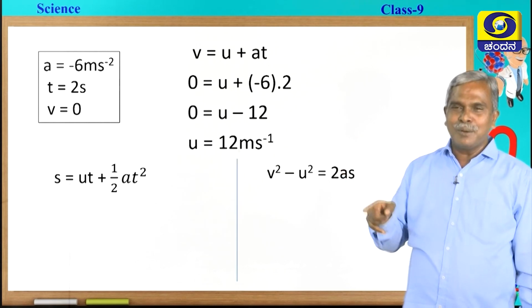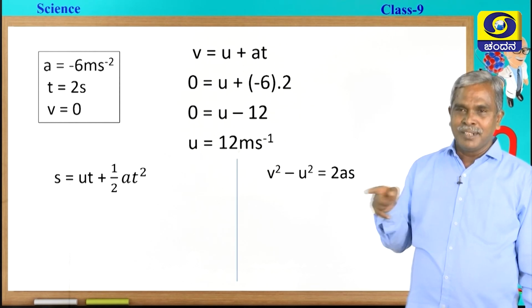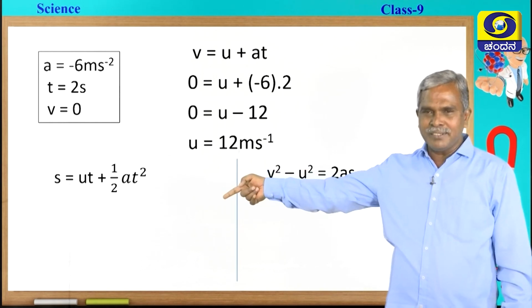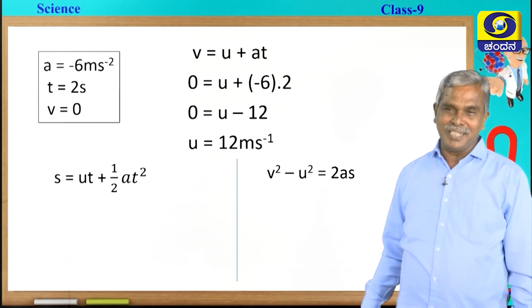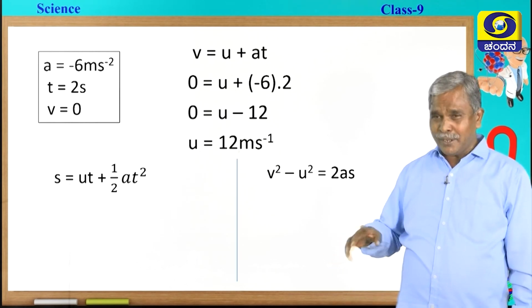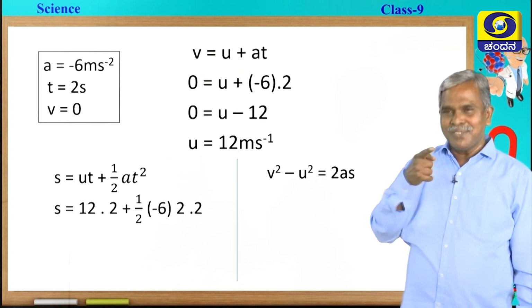We need to find out the distance travelled. I mean, you need to find out s. To find out s, there are two equations: s is equal to ut plus half at square, and even v square minus u square is equal to 2as. Shall I apply both? I do not know. Let us see. First, let us apply values to the first equation.